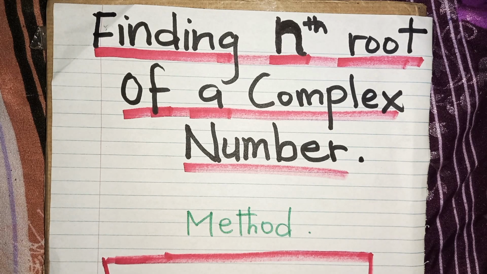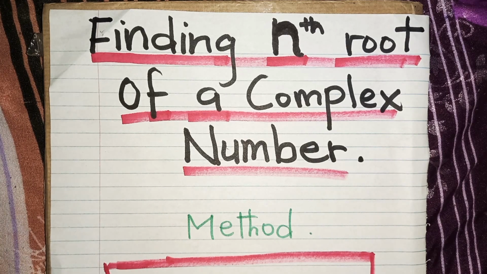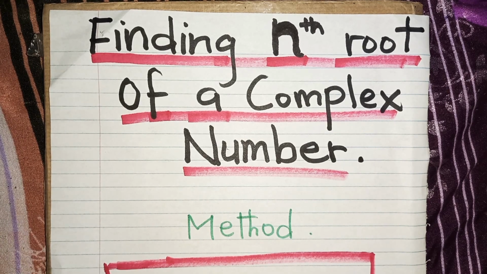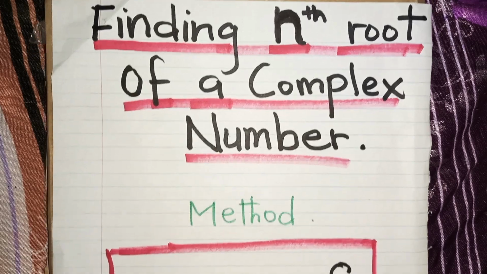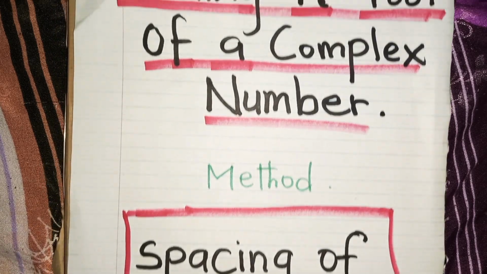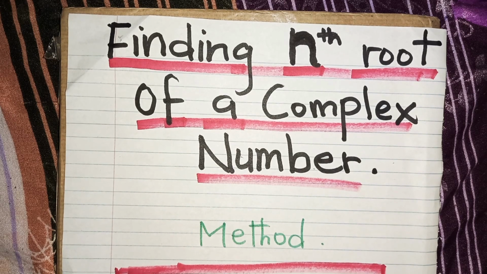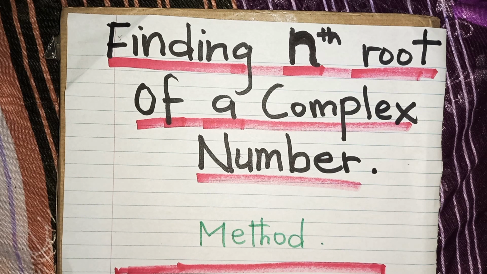Okay, in this video we're going to talk about finding the nth root of a complex number. This is from the topic of complex numbers, and the method that we are going to use here is called the spacing of nth roots. You will be given a complex number raised to some power, and then you will be asked to find the nth roots, for example the second root or the third root or fourth root or fifth root and so on.